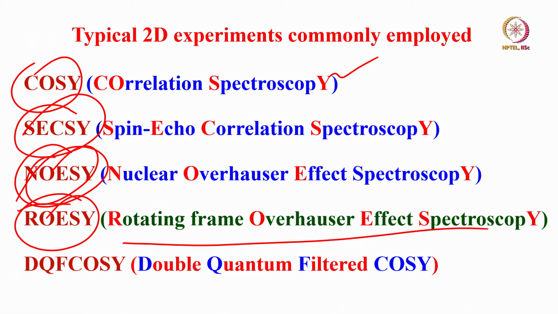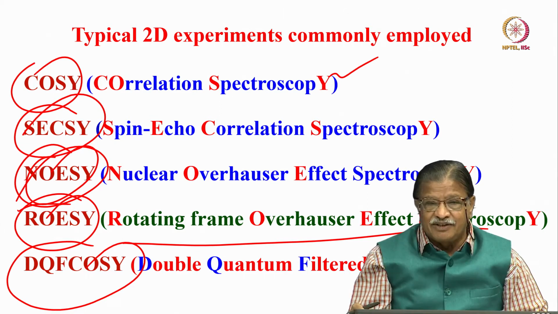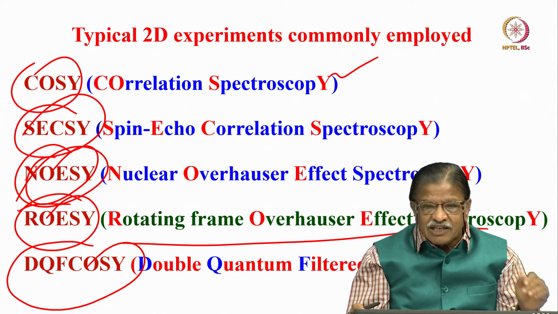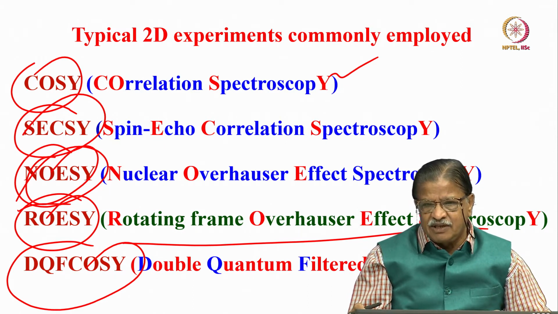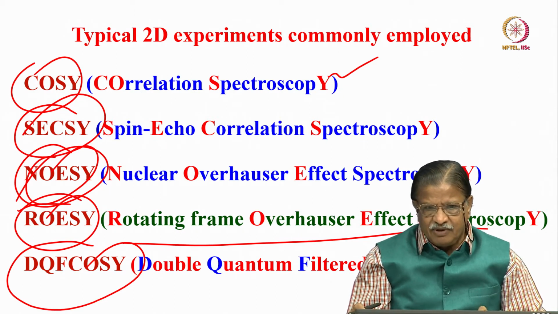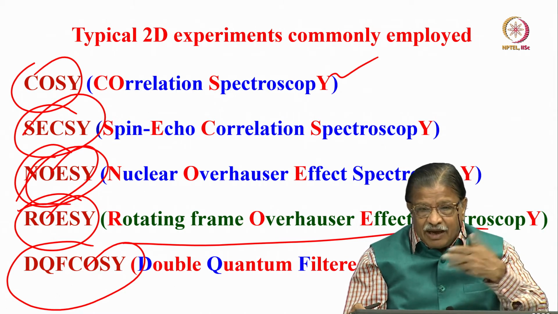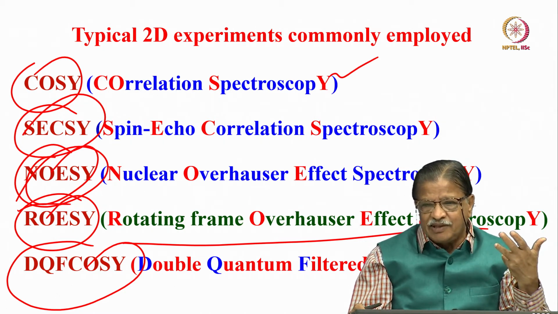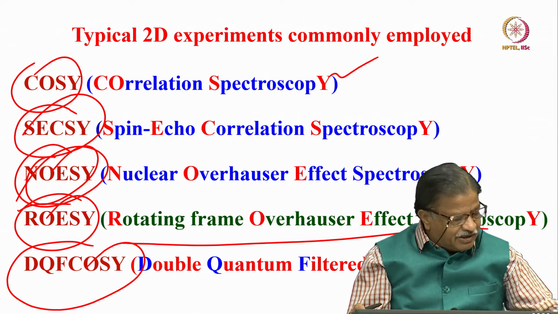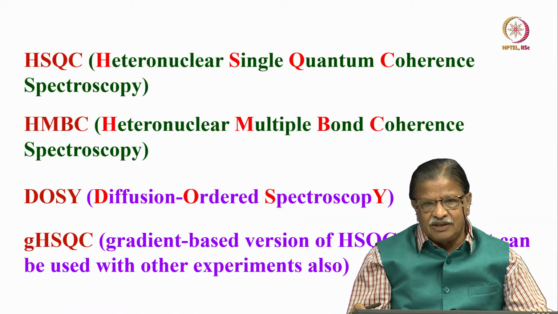We can have the DQF-COSY, double quantum filtered COSY. These are some I mentioned, only less than 1% of the NMR experiments that are available in the literature. So many are there. Several hundreds of such pulse sequences are there. They have been given acronyms. Just to give you the idea, to remember, to see what type of experiment, how the acronyms are given, I mentioned these things: COSY, SECSY, NOESY, etc.